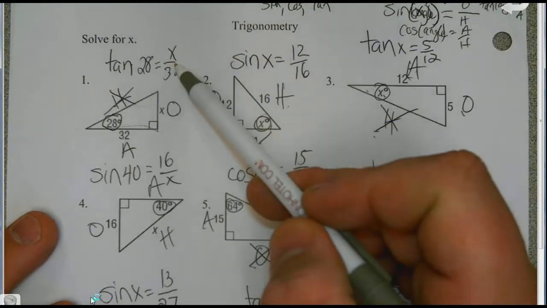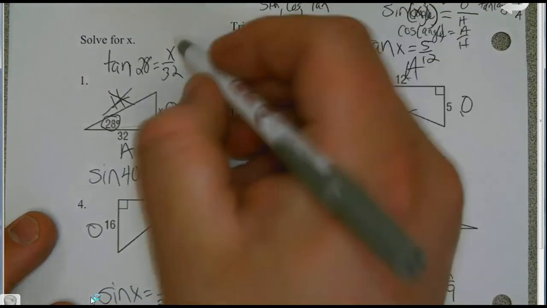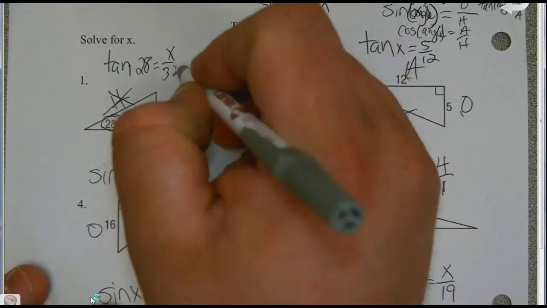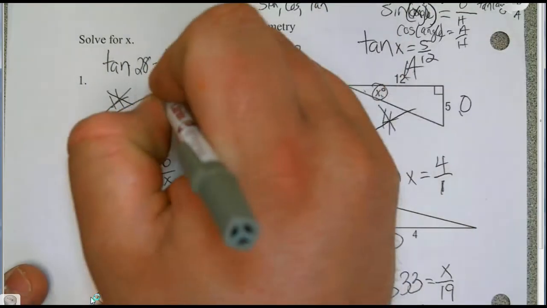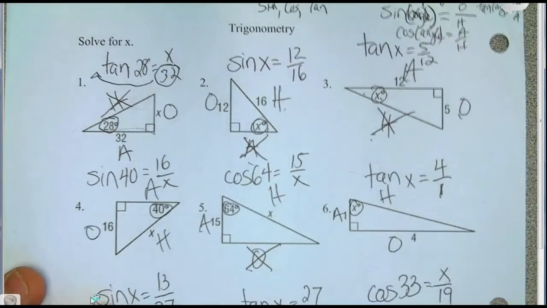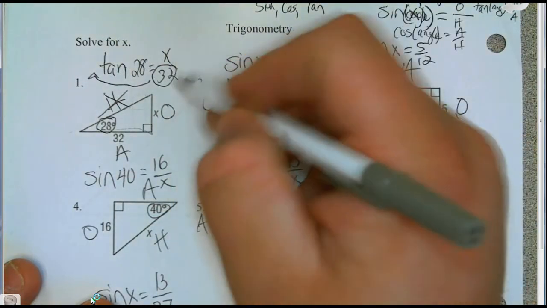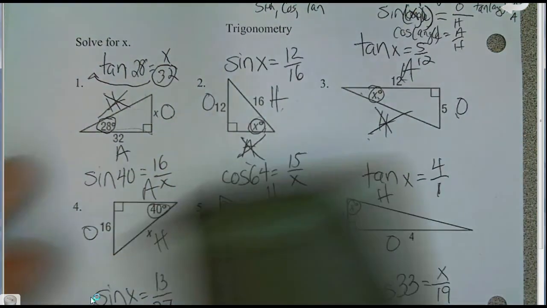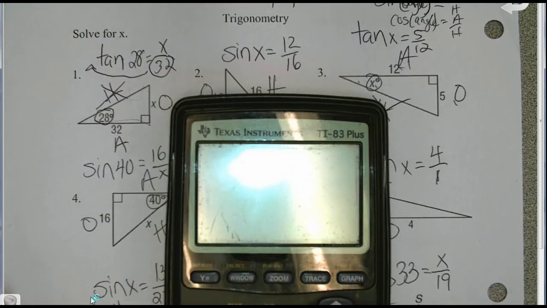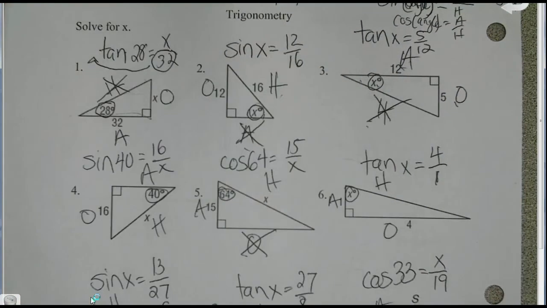Alright, so here's one where the x is on the top. If the x is on the top, we're going to do 32 times the tangent of 28, because algebra tells us to get the x by itself, we have to multiply by 32. So that's exactly what we're going to do. Again, we want to check and make sure that our calculator cuts on, first of all.